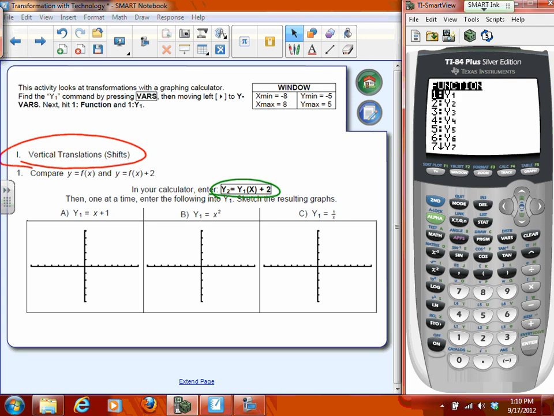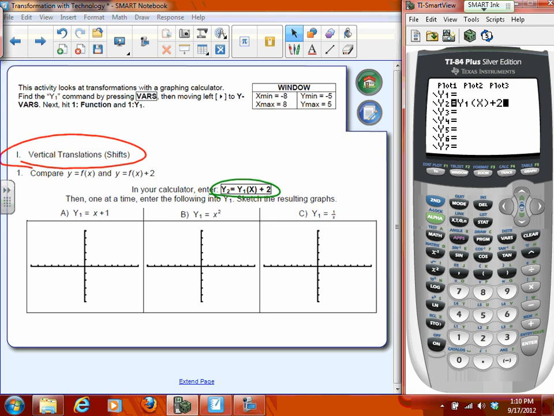Here's where you're going to find Y1, Y2, Y3, and so on. The only one we're going to be using today is Y1. So go ahead and select that first, Y1. And notice now it shows up in our Y2. Next to that, we're going to put X in parentheses. So let's go ahead and do that. X in parentheses. And then we're going to type in plus 2.